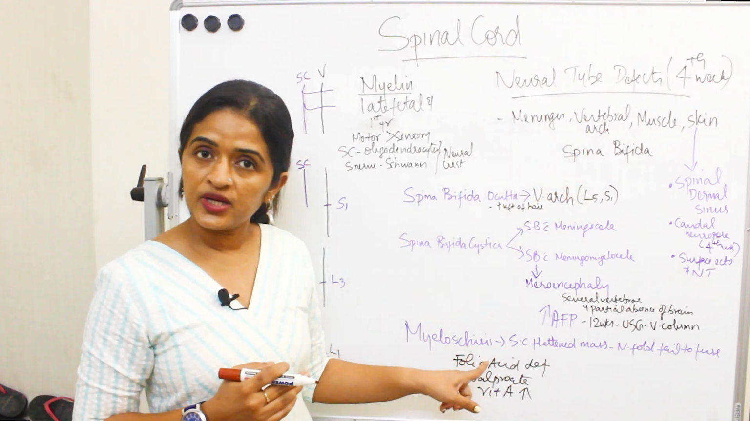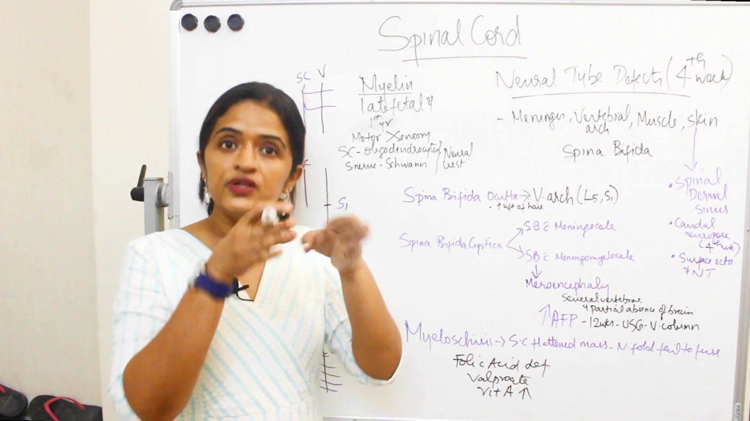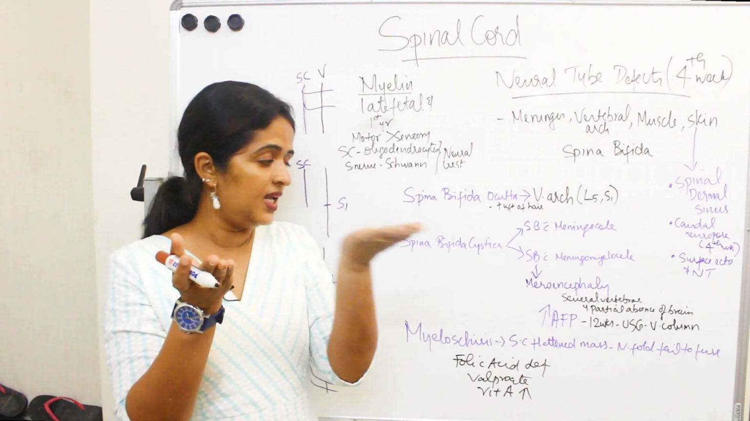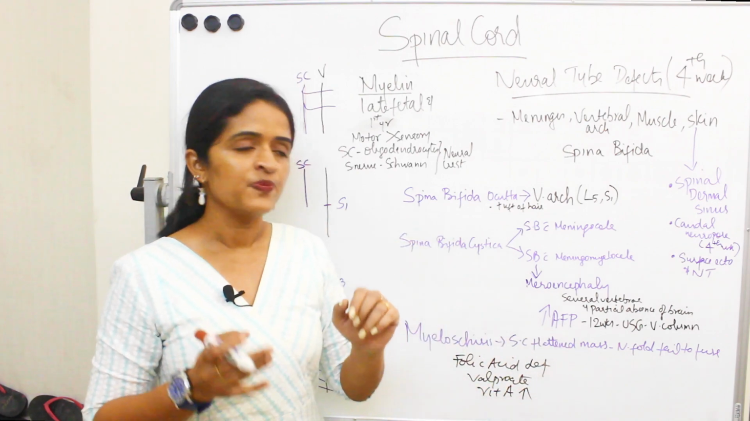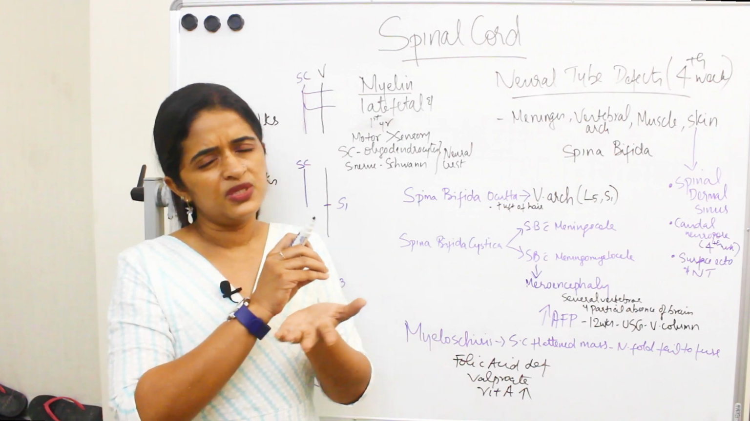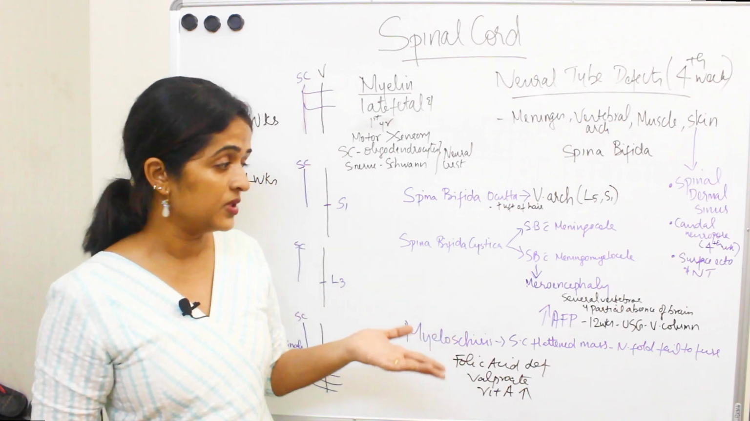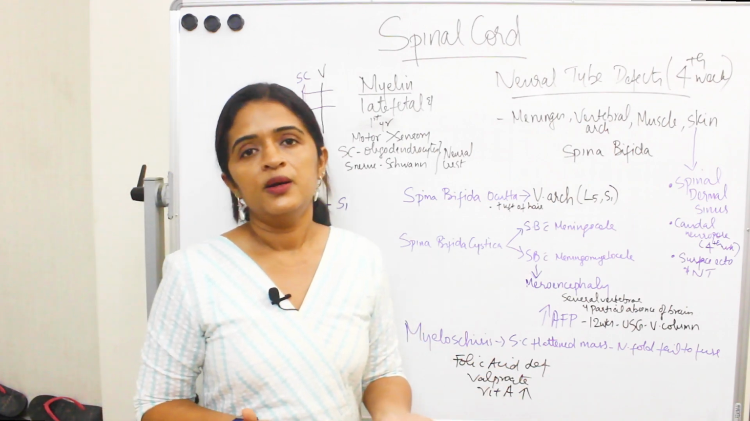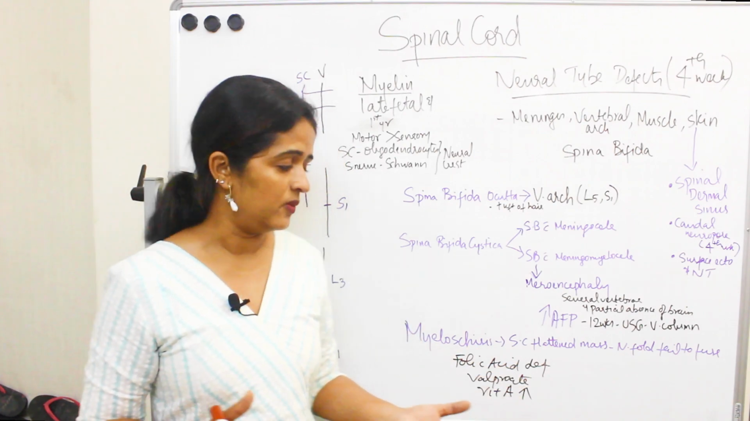But in myeloschisis, the neural tube itself is not closed. So what will happen? The spinal cord will be just seen as a flattened mass, and sometimes it will be exposed to the outer aspect, or sometimes it will be just covered by a thin membrane or skin, and that is very severe, and the affected person will be having severe problems.